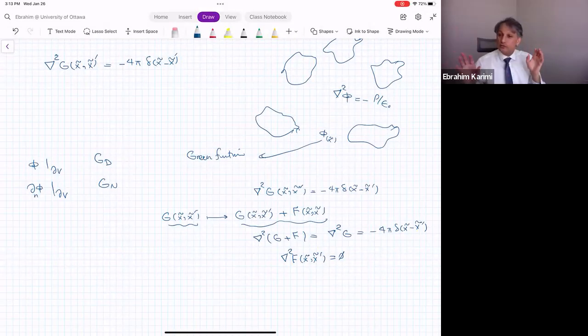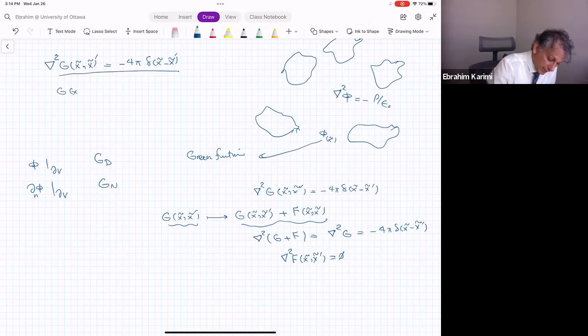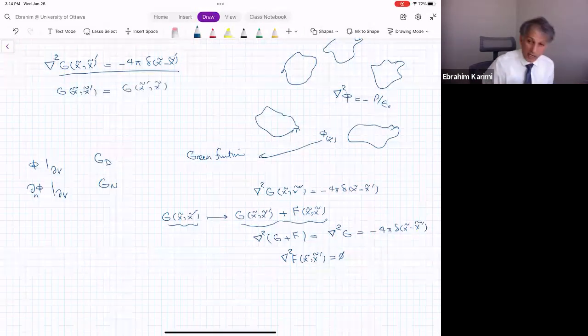With another function f, I will add it to the Green function, and I will get a new Green function, because that still satisfies this, and I know that f of x and x prime also is equal to f of x prime and x. So it's symmetric with respect to x and x prime. So again, the same property, that g of x and x prime equals g of x prime and x, is satisfied. So I have a new Green function.